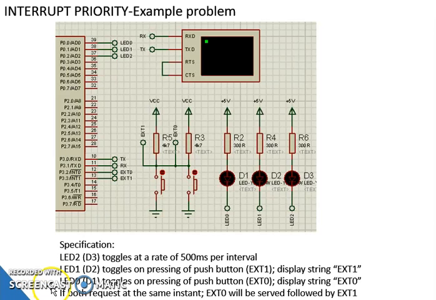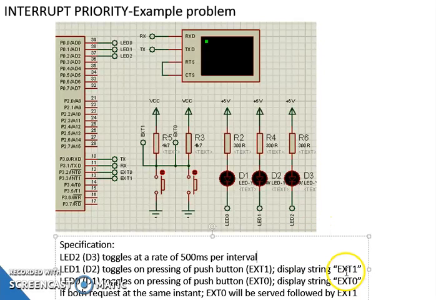Hello again. Now let's look into our interrupt priority example. For this example, we are going to discuss the priority of an interrupt. This example uses 3 LEDs to simulate 3 types of function. The main function, represented by LED 2, is the main program that toggles the LED at a rate of 50 milliseconds per interval.